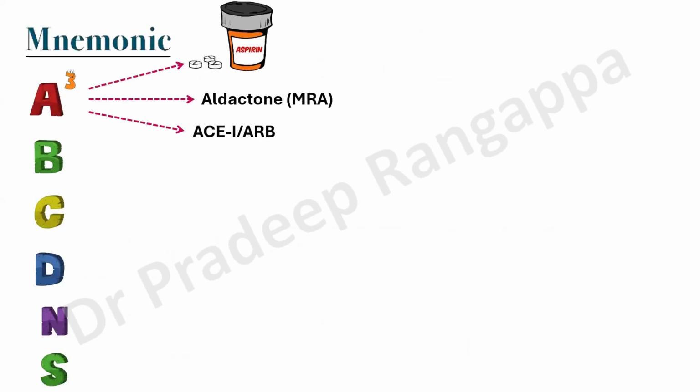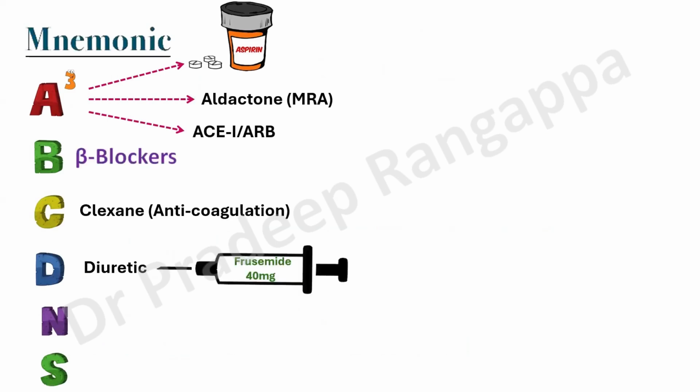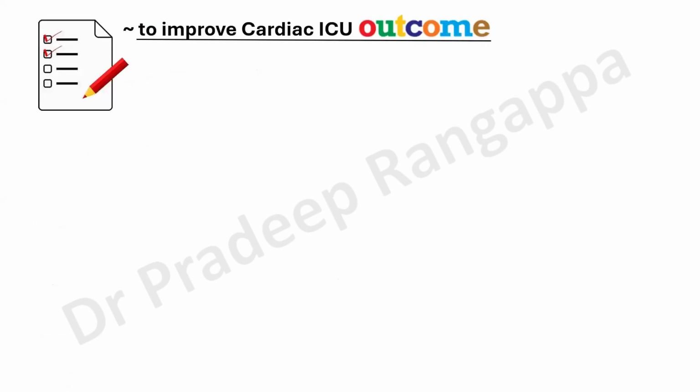And we have put a mnemonic for this for all the heart failures. So it is A-cube BCDNS. A is aspirin, MR (mineralocorticoid receptor antagonist), ACE inhibitors, ARB; B is beta blockers; C is anticoagulation; D is diuretics; N is nitrates; and S is statins or SGLT2 inhibitors. So this is the easy mnemonic for all our intensivists to remember, especially when you have heart failure, to try and put all the other dimensions that you need to put in place for optimizing heart failure.